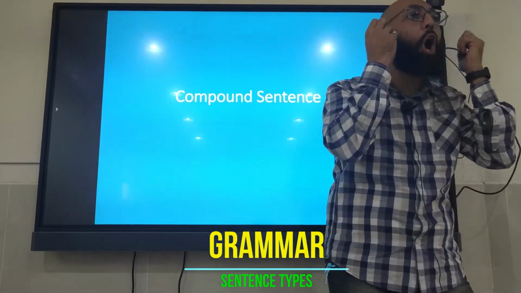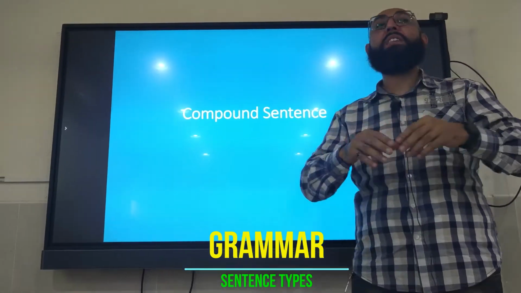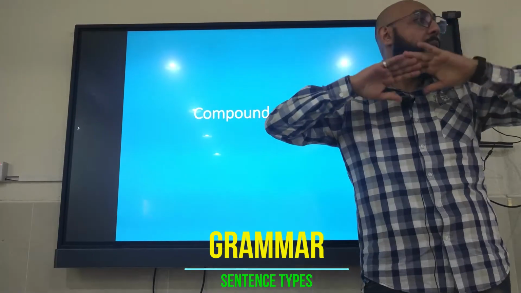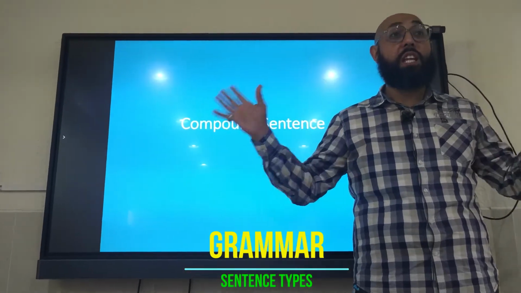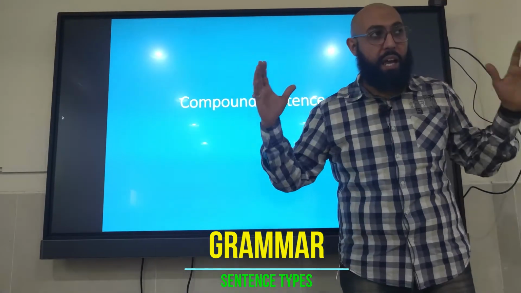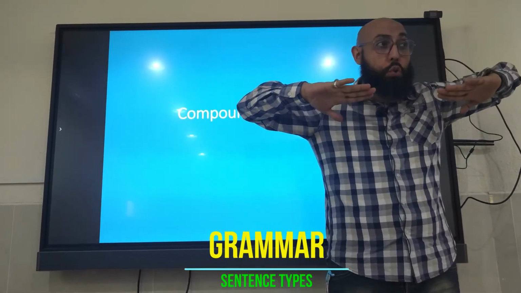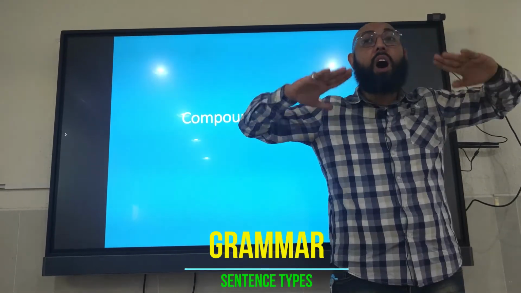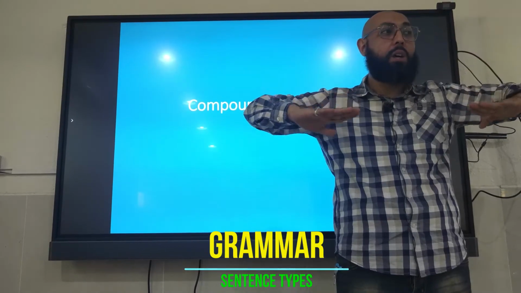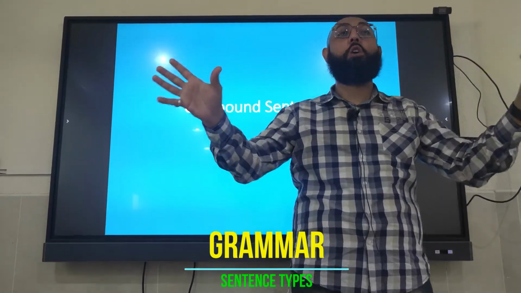Something gives you a whole meaning. Something makes sense. Something can stand on its own. Something doesn't need any help, any details. It can stand on its own. So this is the compound sentence. Again, the compound sentence is a sentence made up of two clauses. Both are independent. Both are complete. Both can give you a whole sense, a whole meaning.